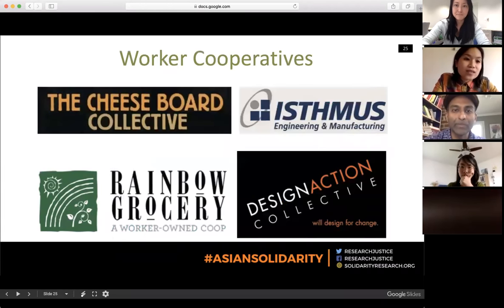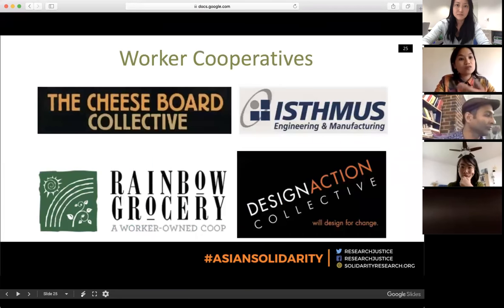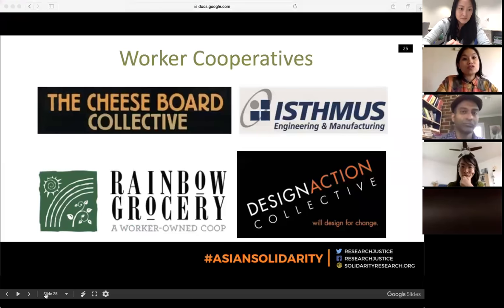So here are some examples of worker cooperatives that are older and more prominent in the US. These are large worker cooperatives. The Cheese Board Collective has been around for almost 50 years now. Isthmus is another large cooperative. Rainbow Grocery is another famous worker-owned food cooperative. Most food cooperatives are actually consumer cooperatives. Rainbow Grocery is among the few food cooperatives in the US that is worker-owned, and it's based in San Francisco.